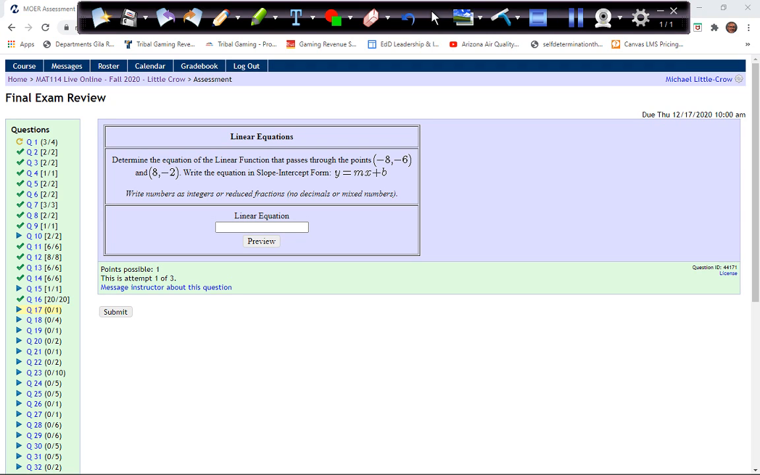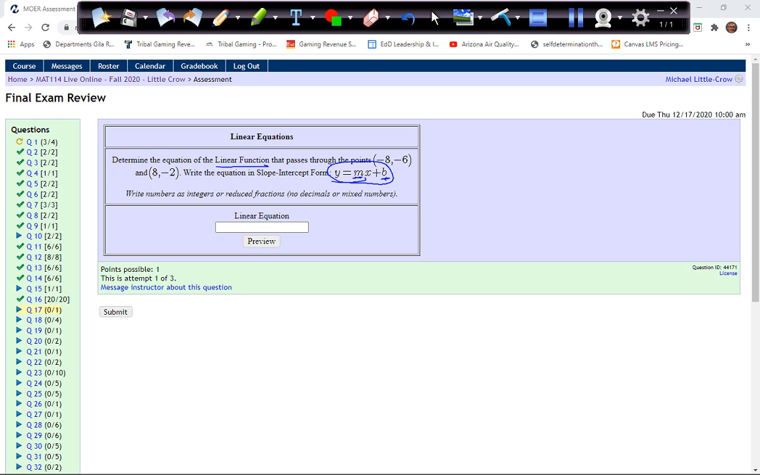Okay, for number 17, we are given 2 points, and we need to find the linear function. So they tell us it's going to be this equation y equals mx plus b, where m is the slope and b is our y-intercept. So those are the two things we're going to find. It'll have y and x in it.